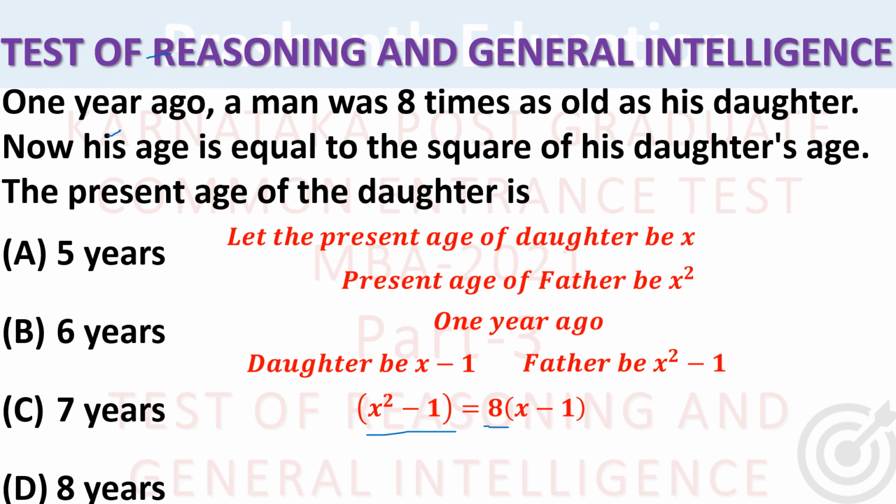age of the daughter. Why? Because we have taken x as the age of the daughter. If they are asking for the father's age, then you need to make it x square.